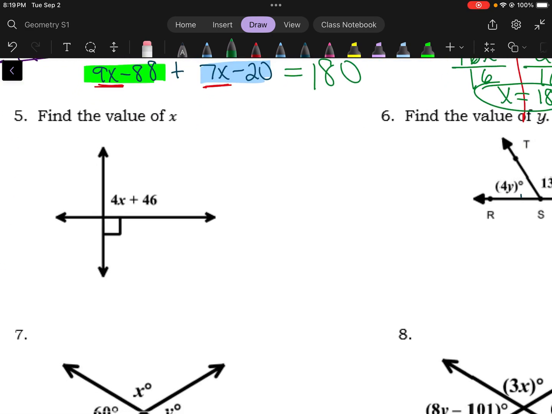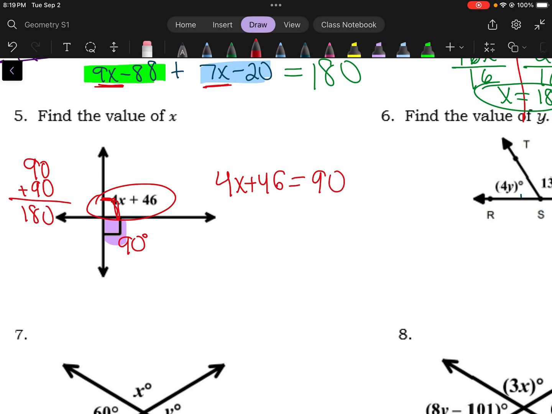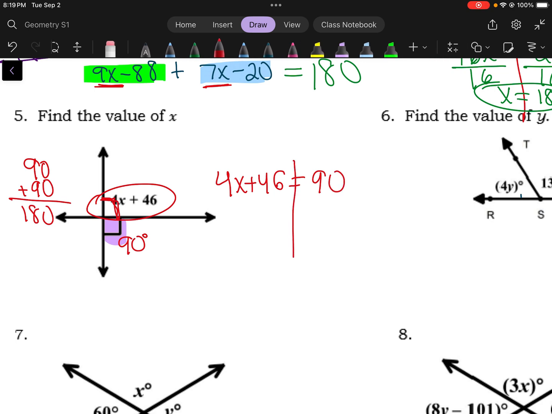Now, based on the image, we have to look at our clues. So when I see this box, that means it's a right angle, which is 90 degrees. Therefore, this has to also be 90, because 90 plus 90 adds up to a straight line. Okay, so that's why this angle right here also equals 90 degrees. And then we solve. So we apply our knowledge of geometry to determine what type of angle it is.